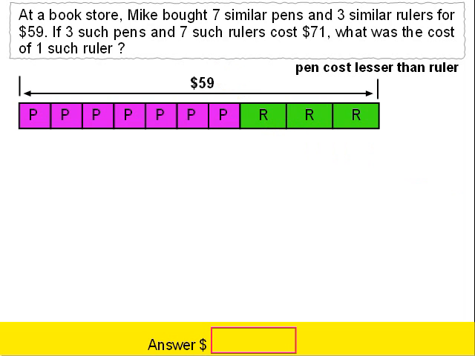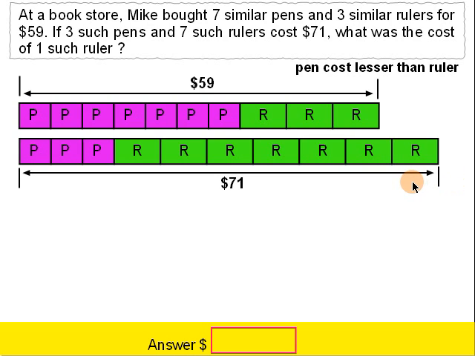For the second model, we draw 3 pens and 7 rulers and make it longer than that of the one on top, because the total cost now is $71, which is higher than that of $59. Now, by taking $71 minus $59, we will be able to find out the difference here of the model, which is $12. Okay, now I'm going to teach you a new method of comparison now.